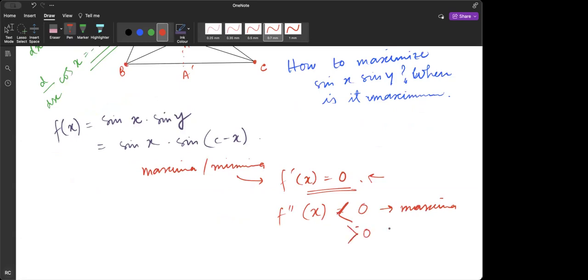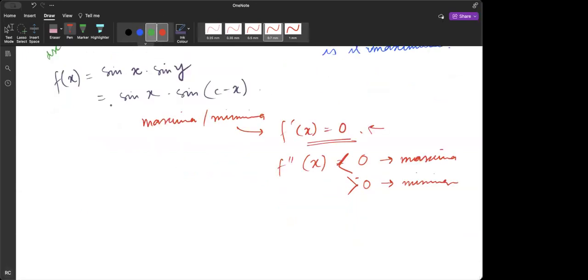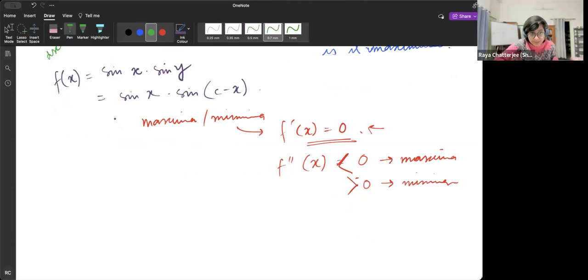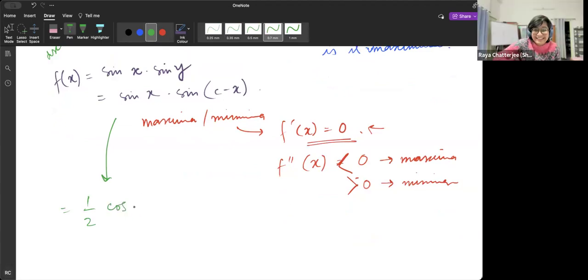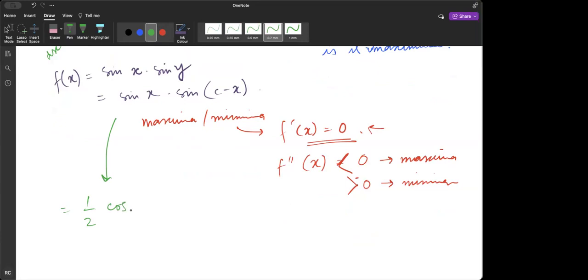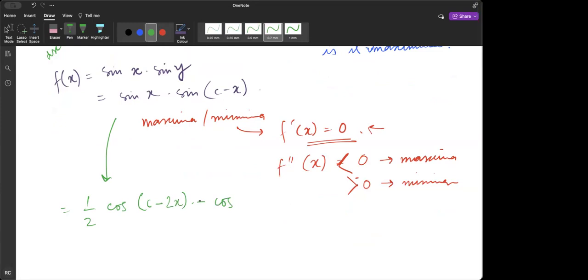I think my method is easier than this. No way. Okay, tell me, please go on. Using the formula we discussed, you get half of cos A minus B minus cos A plus B. What is that in terms of x and C? So that's sine, C minus 2x, minus cos C. Minus cos C minus 2x, yeah. I'll just write it down.